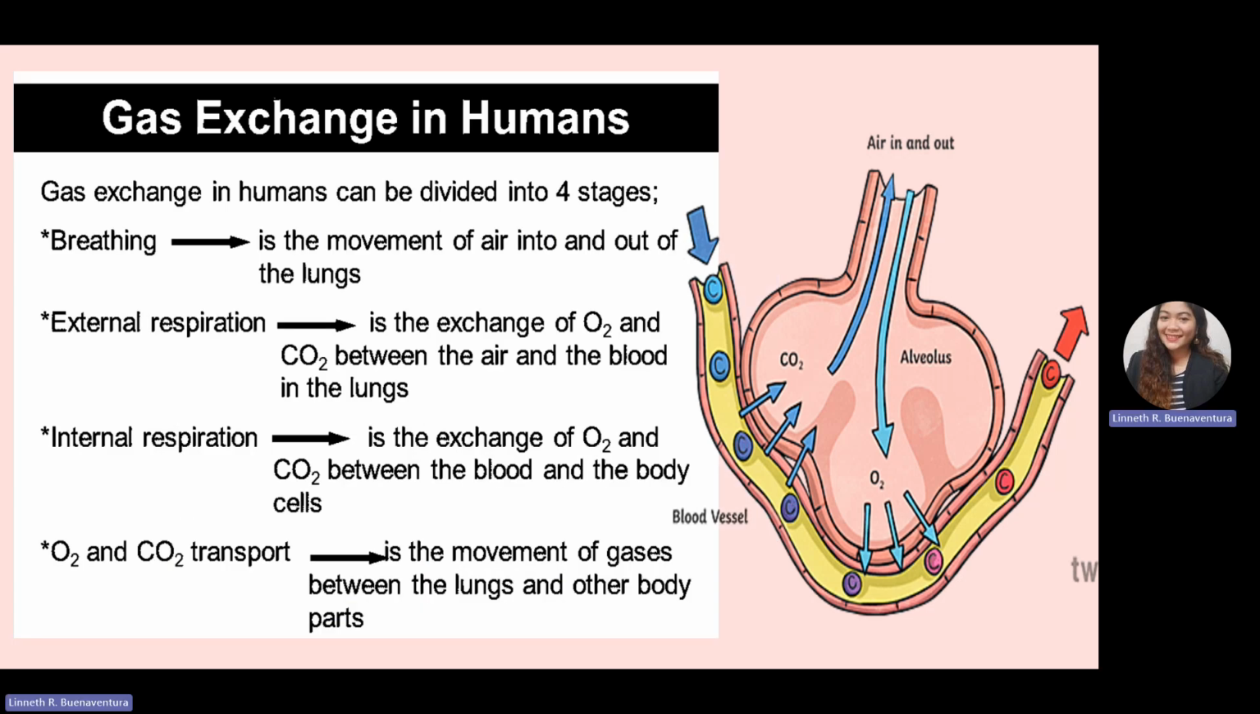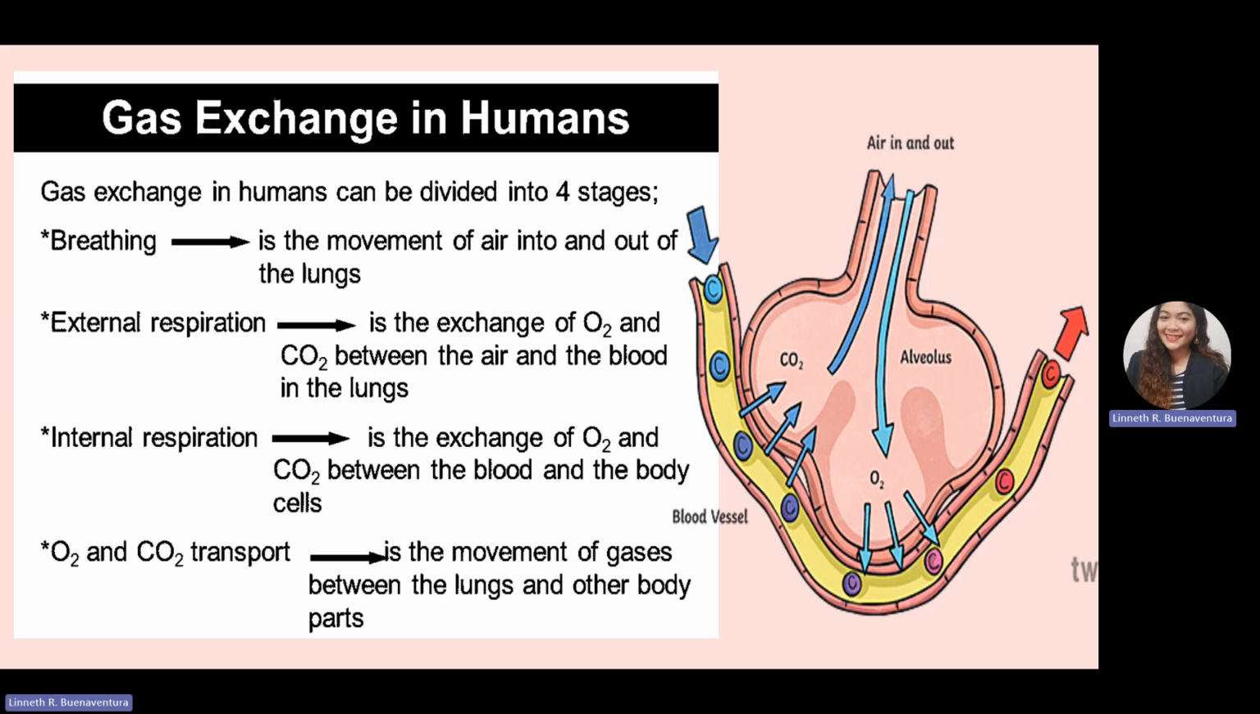In gas exchange, it is divided into four stages. The first one is breathing. Breathing is the movement of air into and out of the lungs, followed by external respiration. That is the process of exchange of oxygen and carbon dioxide between the air and the blood in the lungs. It happens in the alveoli, wherein capillaries are present.